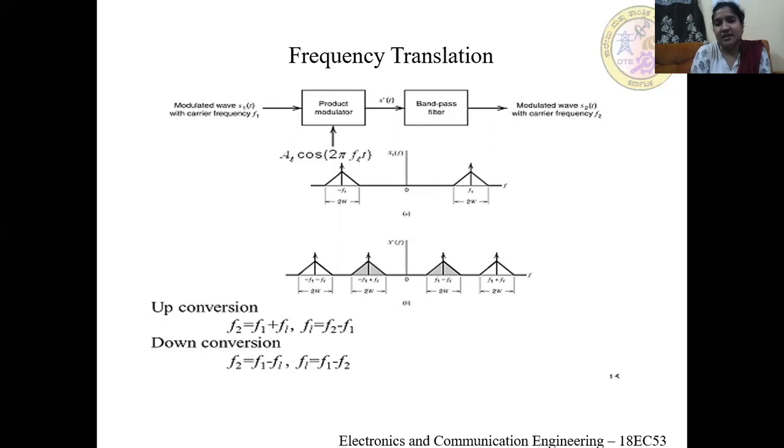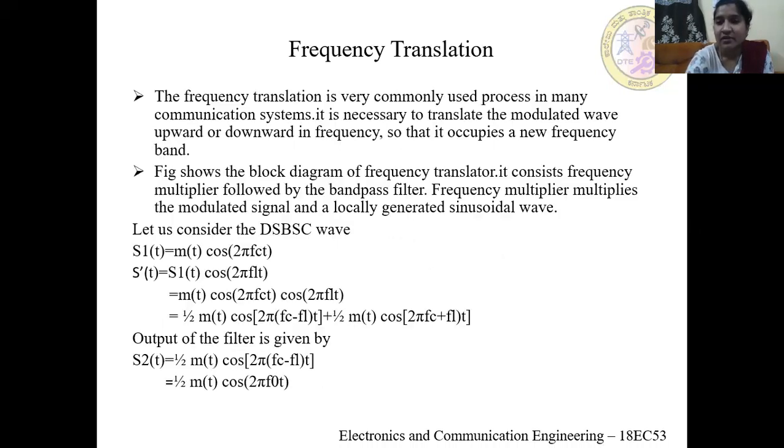What is this frequency translation? See here, this block diagram of frequency translation consists of a product modulator and a bandpass filter. The input for the product modulator is S1 of t and c of t, or Al cos 2 pi fl t, and the output of that is represented as S1 of t, which is then passed through the band pass filter. The output of that band pass filter will give a modulated wave S2 of t with the frequency f naught.